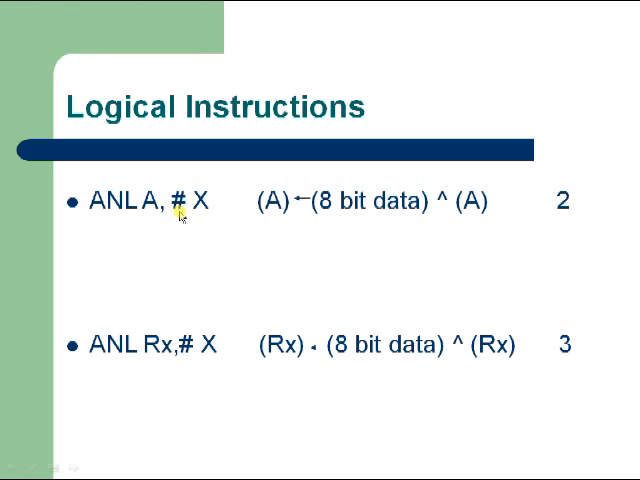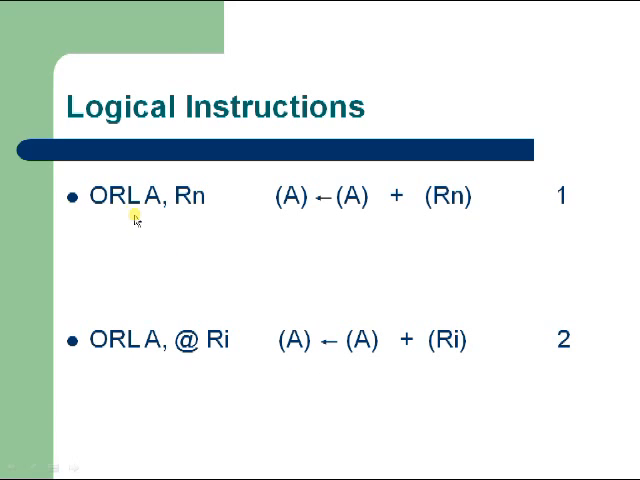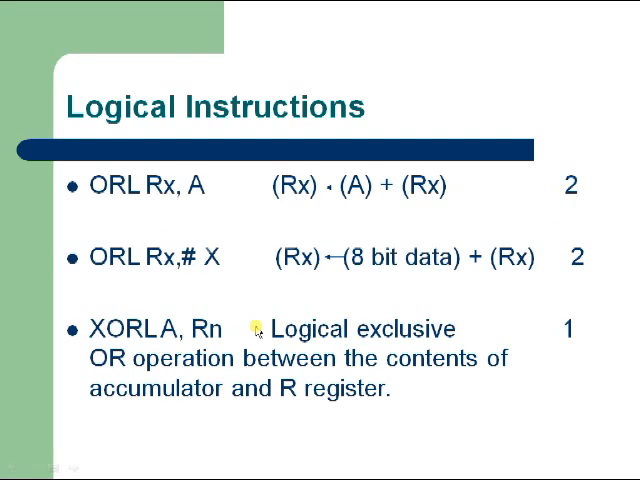ANL A, immediate value performs the AND logical operation between the 8-bit immediate value and A, and the result is again stored inside A. ANL Rx, #X, that is immediate value: the directly addressed register will be ANDed with the 8-bit immediate value, and the result is again stored in the same Rx. Now ORL is an OR logical operation which is similar to AND, okay, but it performs a plus operation. Now we have the XOR operation, XRL A, Rn, which is nothing but it performs the XOR operation between A and Rn, and the result is stored in the A register.